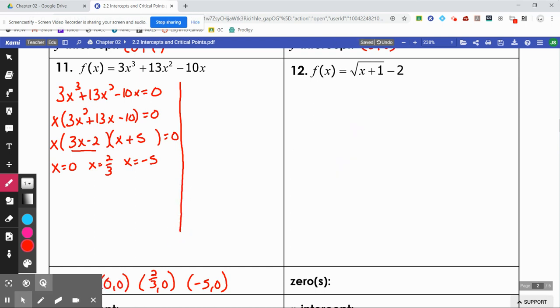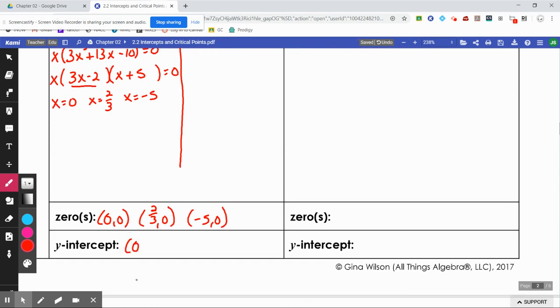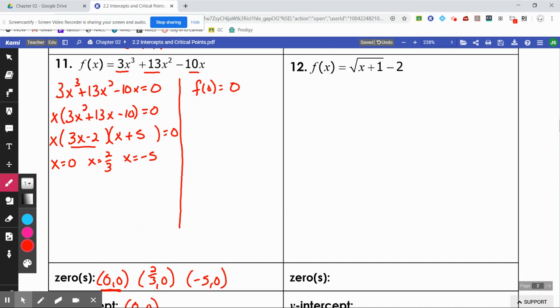Okay, now let's find our y-intercept, and we find our y-intercept by plugging in 0 for x. And again, pretty easy. 0 + 0 - 0 would be 0. So your y-intercept is at (0, 0). Again, the reason why, because it would be impossible for it to cross for an x-intercept if it didn't cross at the exact same place for a y-intercept. Number 12.